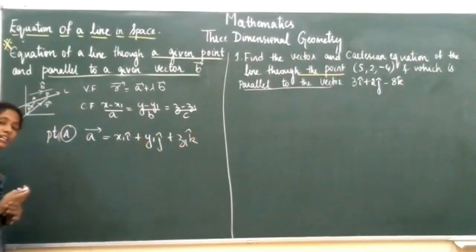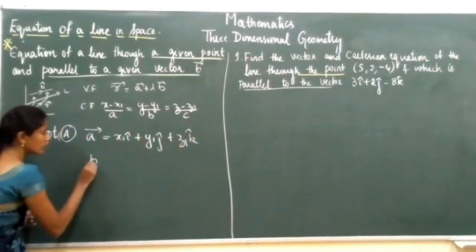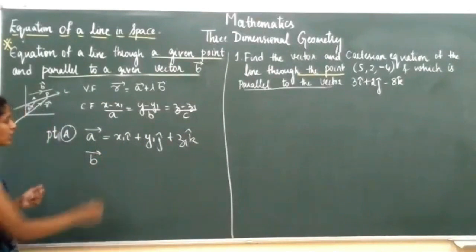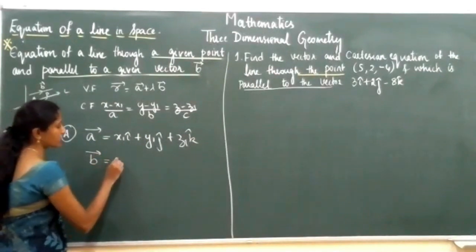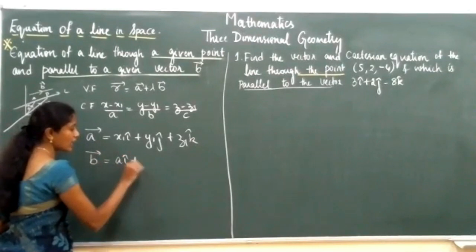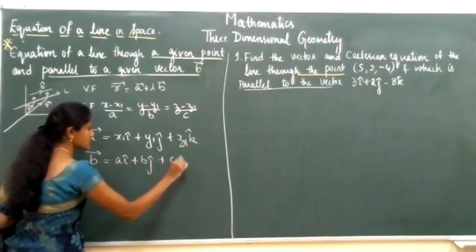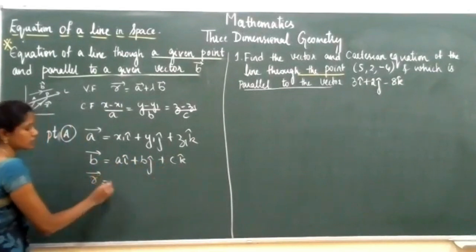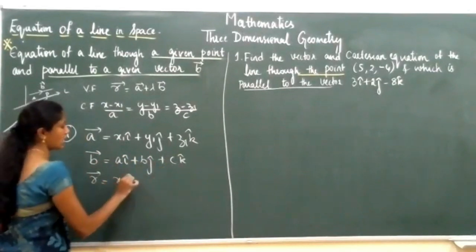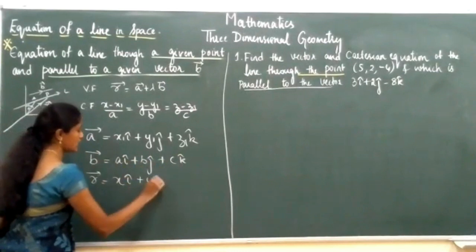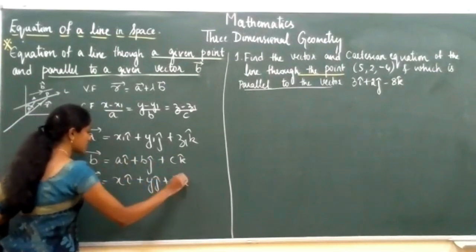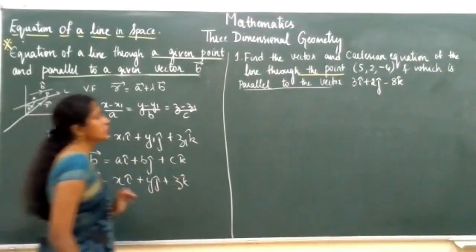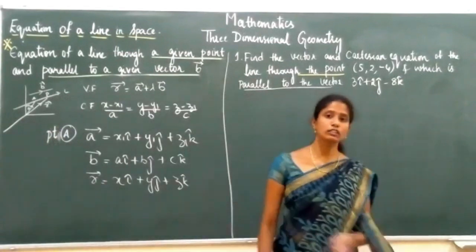Which vector did we take as the parallel vector? We took vector b as the parallel vector, and we wrote the components of vector b as a i cap plus b j cap plus c k cap. You should remember this. And always remember that the position vector has its component form as x i cap plus y j cap plus z k cap. Okay, so let us solve this problem.